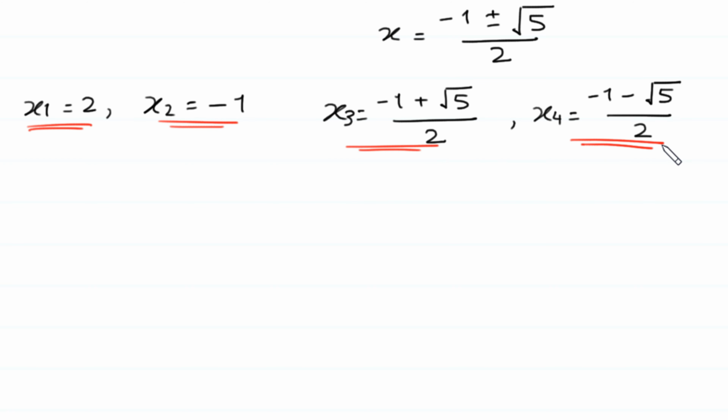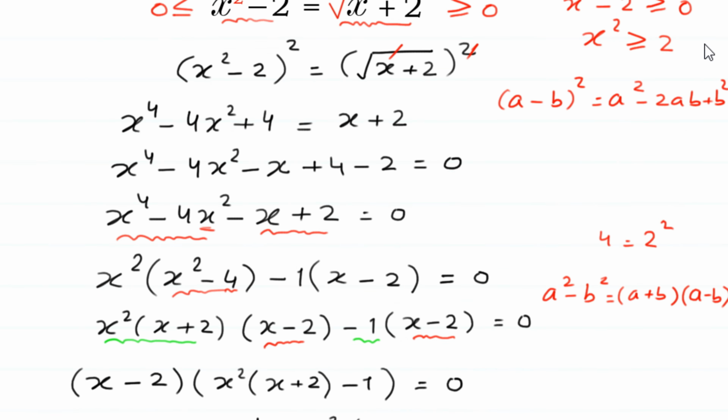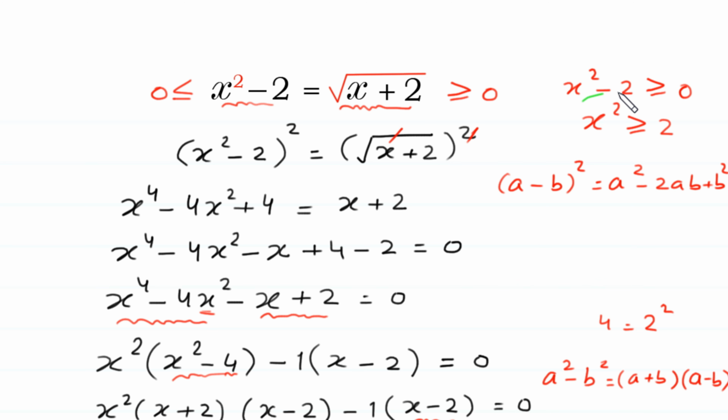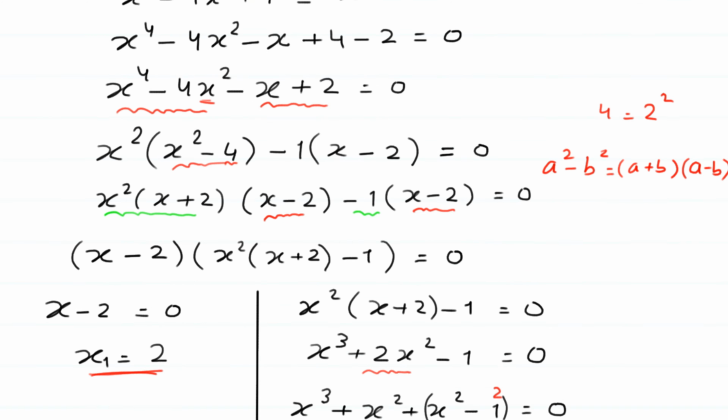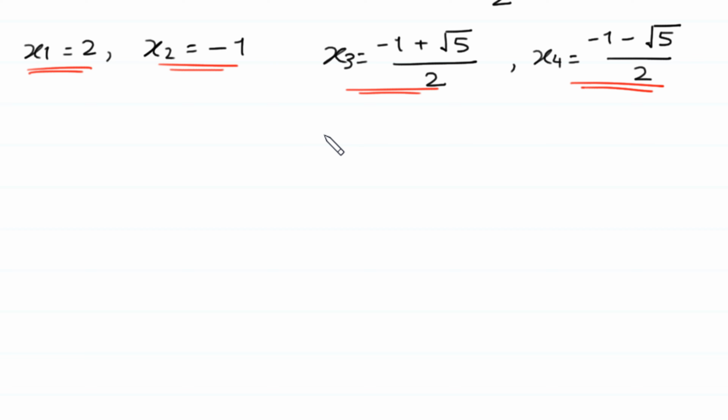Now because we have solved a radical equation, we must verify these solutions. We can verify these solutions by two methods. The one is by putting these values in the original equation, and the second method is checking of the solution in this condition: x square is greater than or equal to 2. The condition is x square must be greater than or equal to 2.